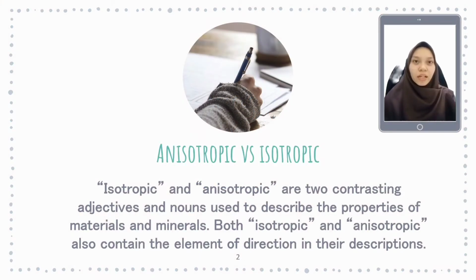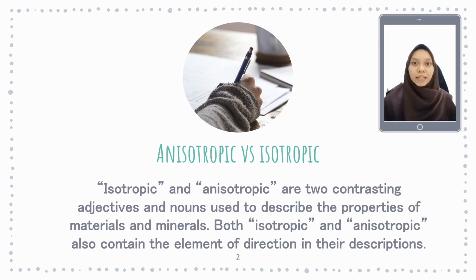Isotropic and anisotropic are two contrasting adjectives and nouns used to describe the properties of materials and minerals. Both also contain the element of direction in their descriptions. Isotropic and anisotropic are related words that are opposite of each other. Isotropic is an adjective that describes something with identical properties in all directions. As its opposite, anisotropic also serves the same purpose as a noun and adjective for material with different properties in all directions.